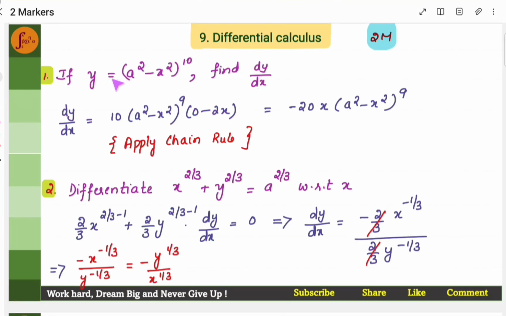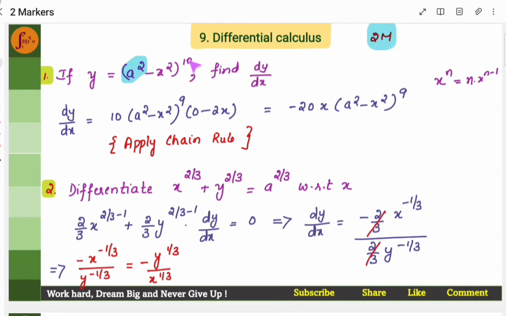This particular question: if y is equal to (a square minus x square) to the power 10, find dy by dx. So what you have to do is apply the chain rule. Whenever you get a square, b square, c square, all that is nothing but a constant, and the derivative of a constant is 0. For the derivative of x square, you have to use the formula. What is the derivative of x to the power n? It is n into x to the power n minus 1. So x square will become 2x.